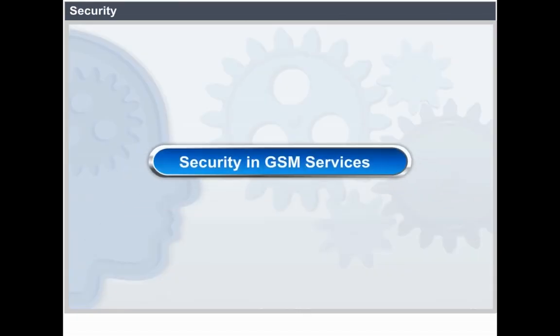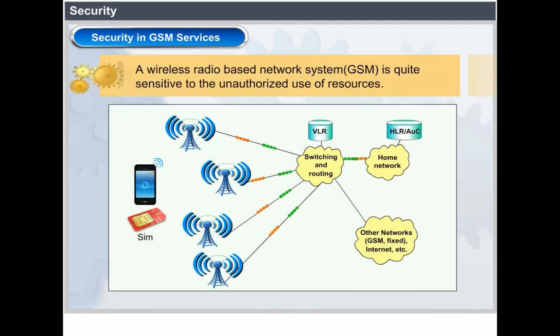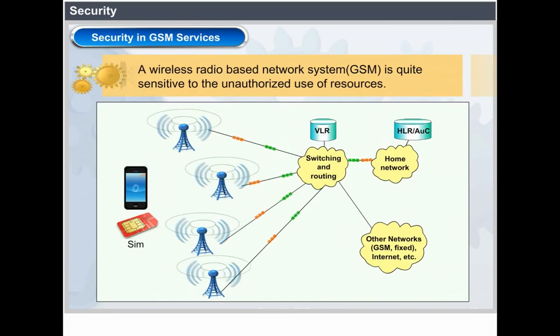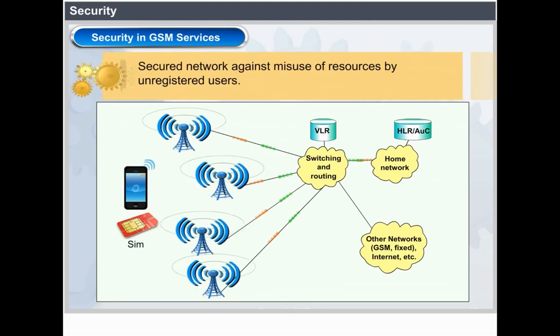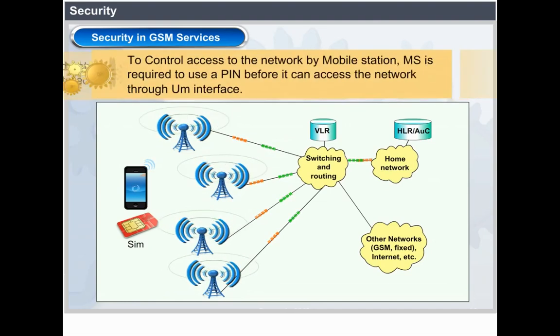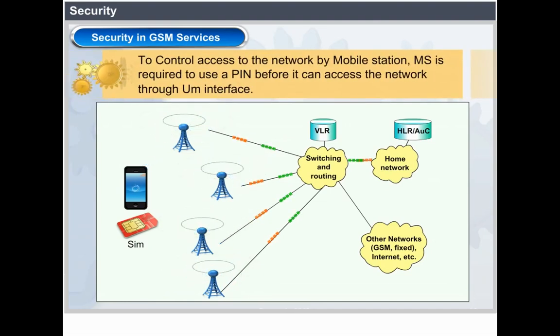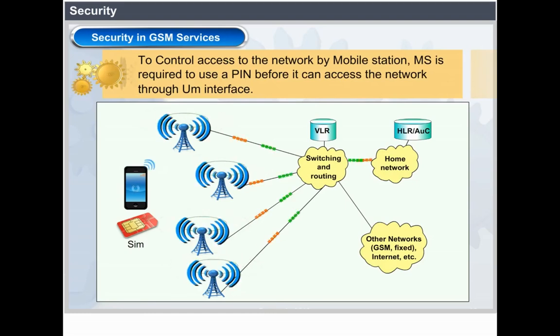Security in GSM services. A wireless radio-based network system, GSM, is quite sensitive to the unauthorized use of resources, designed to protect subscriber privacy and secure the network against misuse of resources by unregistered users. To control access to the network by the mobile station, the MS is required to use a PIN before it can access the network through the Um interface.